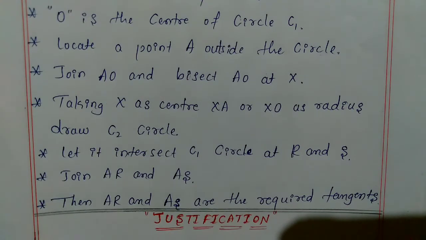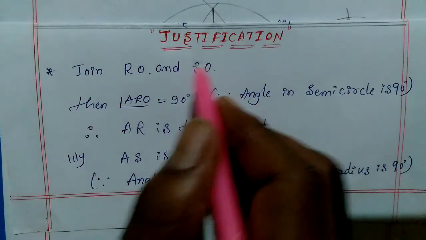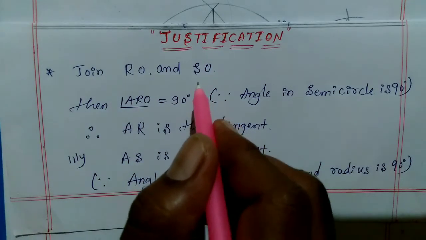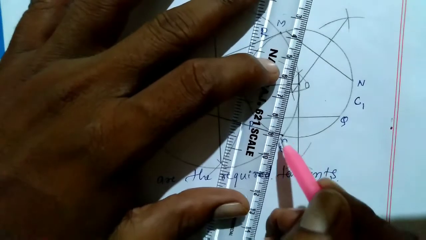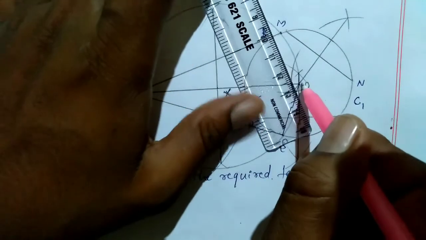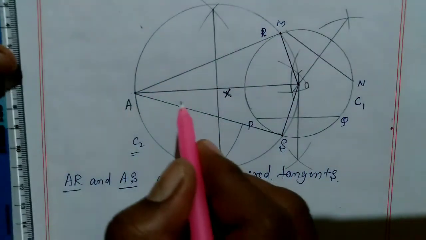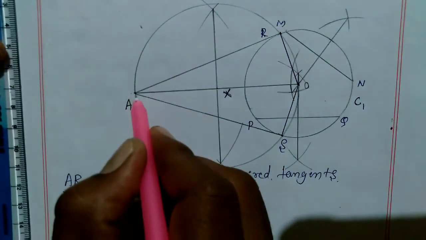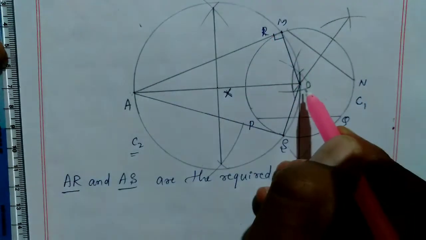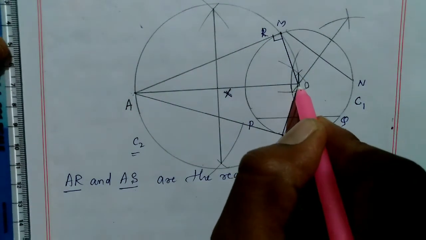Next I will go to the justification. In this justification, just join RO and SO. So I will join here SO and RO. After that, just check here, this is the semicircle. In this semicircle there is one angle, that is ARO. So ARO is the angle in the semicircle.